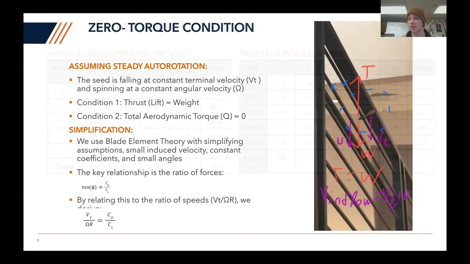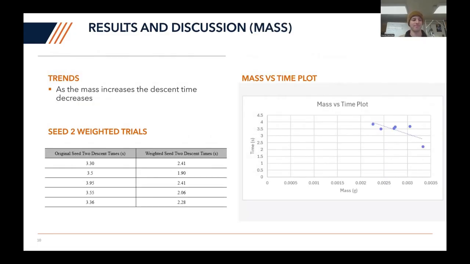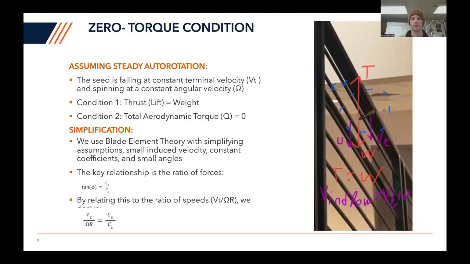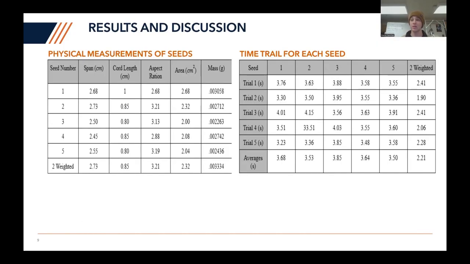Moving on to the data that we collected through the trials: on the right side, we have the time trials, the time it takes the Samara seed to descend 10 feet, and on the left side, the physical measurements of the seeds and the wings. Using this data, we're able to come to certain conclusions.